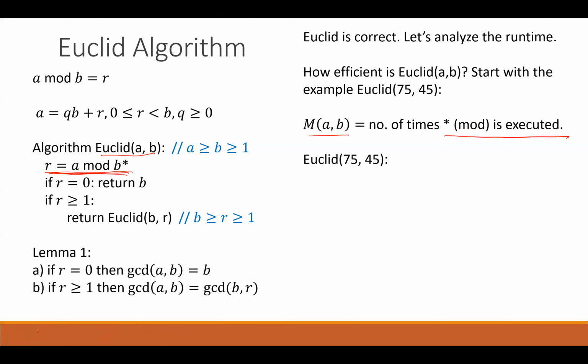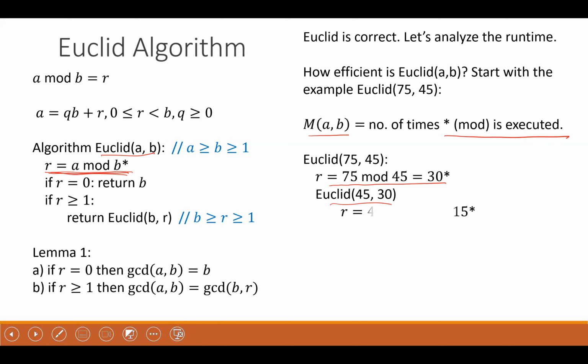All right, so we'll run through this example and count it. I make one call to this mod function here. R is not 0, so I'm going to make another call to Euclid, which means another call to the mod function. So now I've called it twice.